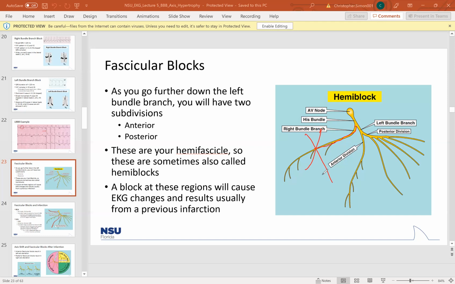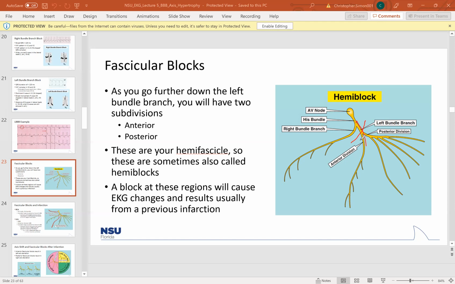Now, if we had the same thing conversely on the left side, and we had a blockage right here, we would say we have a left bundle branch block. And what are we saying? We're saying that the electricity, for whatever the reason is, is not able to continue down the pathway of the left bundle branch, okay?